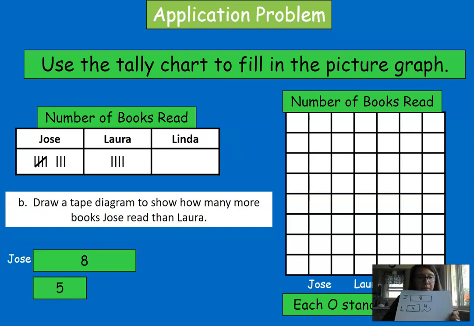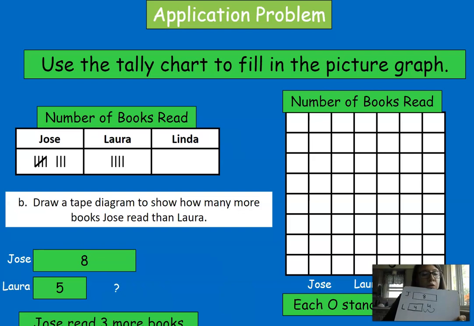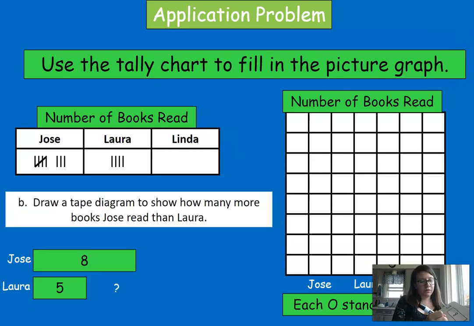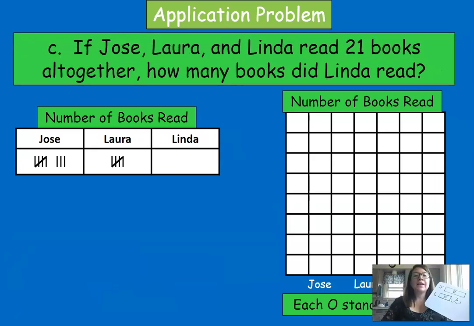Next step. Oh, I don't know why that says 5. It should be 4. Okay. Oh, now they changed it to 5, so we'll change it to 5 on our thing. Silly PowerPoint. So Laura read 5, and they told us that that was 3. Give us the answer. Okay, we'll switch it up a little bit. Step 2.